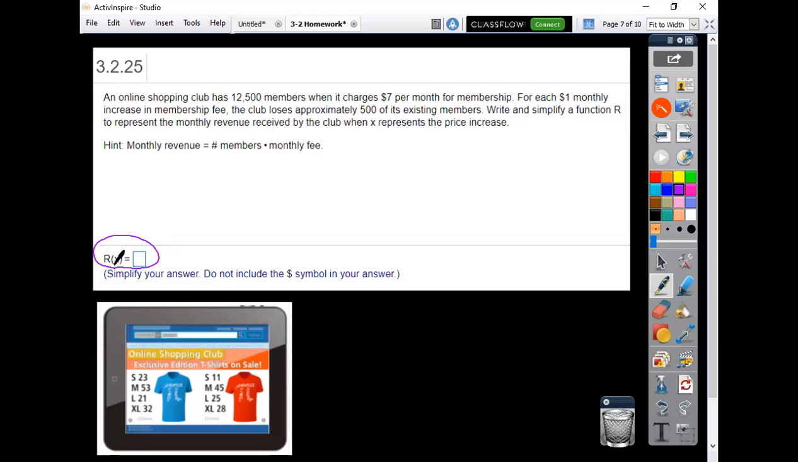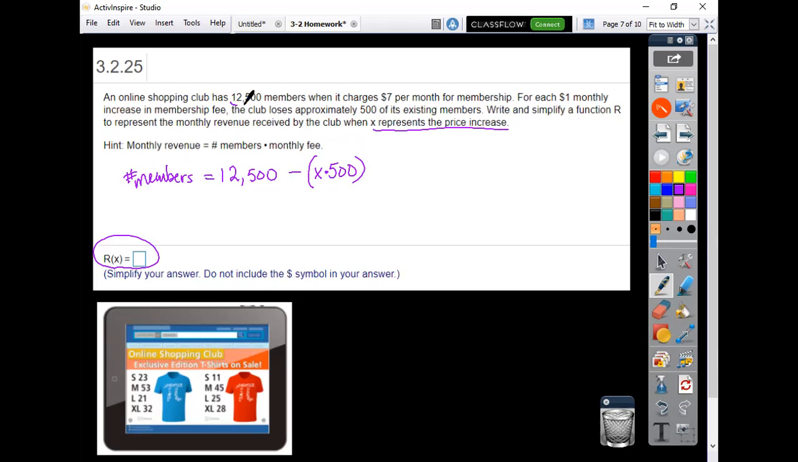We've got the number of members at 12,500, but every time you raise the price, and X is the price increase, you're actually going to lose 500 people. So for however many X the price increases, I lose 500 times X. The number of members could be figured by that.